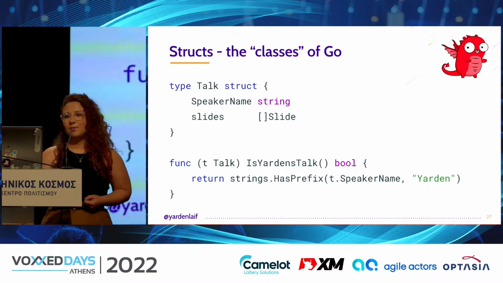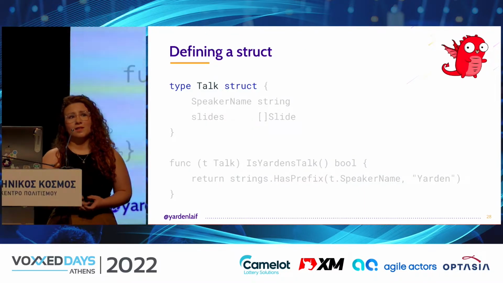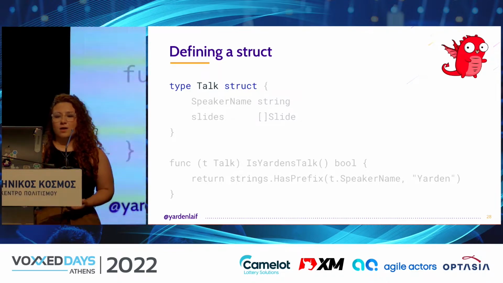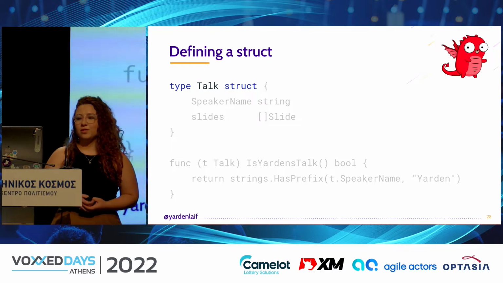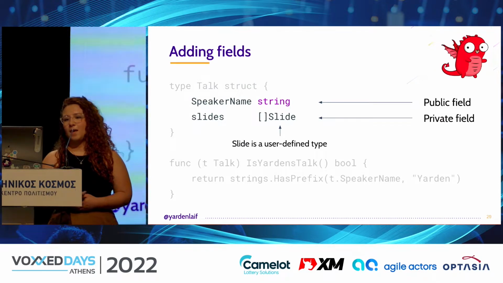Let's talk about how we use them, how we declare them, what they can have. So first of all, we'll use the type keyword. The type keyword comes before any type, not just structs. Then comes the name of the struct, and then the struct keyword to say that this type is a struct.